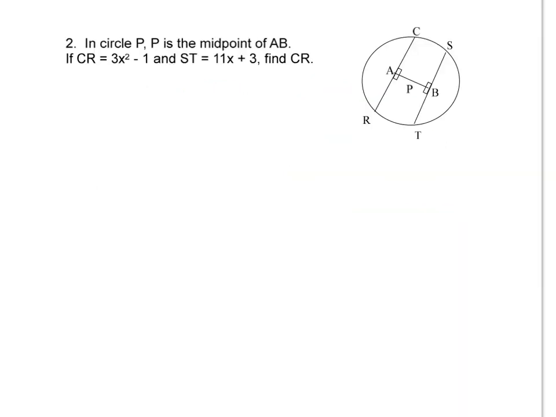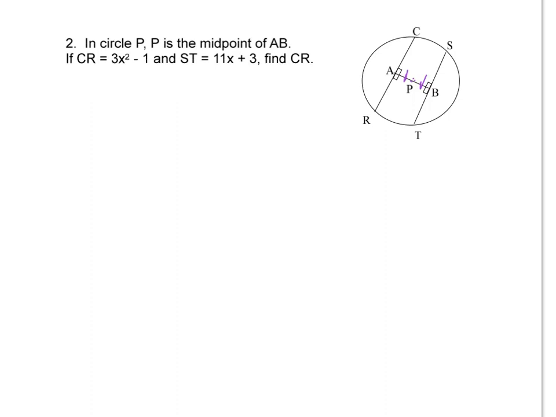Let's keep going now. In circle P, P is the midpoint of AB, which means now that's our center point right there. Let me put that in. That's our center point. And these two are congruent because P is the midpoint of AB. Now that means that those two chords are equal because they are the same distance away. So these two chords right here are equal.